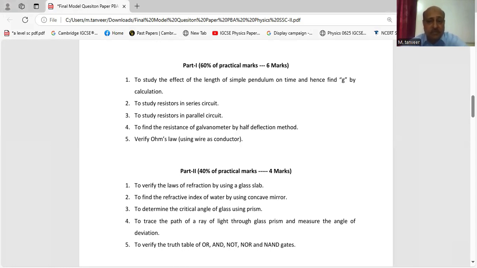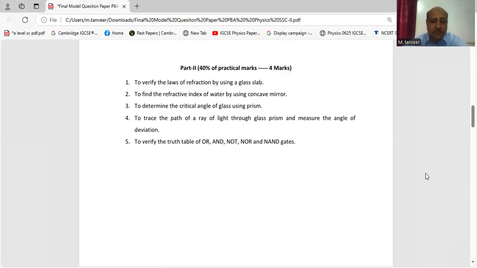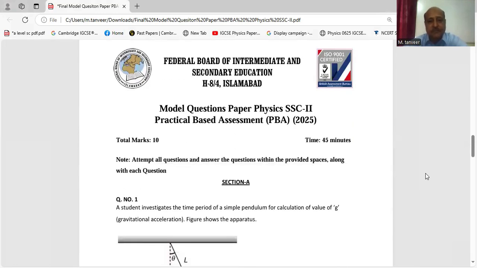Next is the model paper. This is the model paper: Model Paper, Physics SSC-2 Practical Based Assessment for 2025. Total marks 10. Time allowed is 45 minutes. Note: attempt all questions and answer the questions within the space provided along with each question.